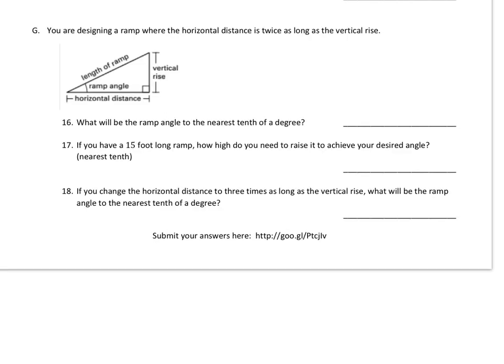Alright, on part G, you're designing a ramp where the horizontal distance is twice as long as the vertical rise. So the horizontal distance here is going to be 2 times as much as the vertical distance. Try and use the ratio of these sides, 2x to 1x, to help you determine the angle that the ramp is forming, and also whenever you have a 15-foot long ramp, and if you change that horizontal distance to 3 times as much as the vertical rise.